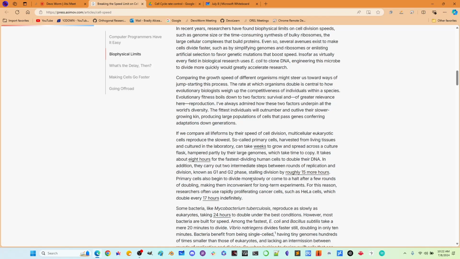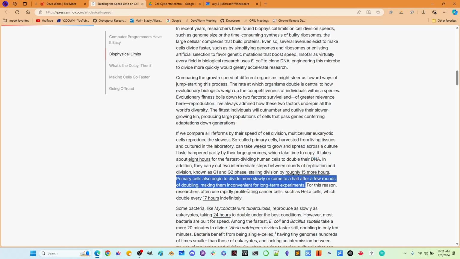Primary cells also begin to divide more slowly or come to a halt after a few rounds of doubling, making them inconvenient for long-term experiments. So there's this thing called the Hayflick limit, which is that in some cell lines, you can only divide so many times before you get some sort of apoptosis, which is programmed cell death, or the lines just don't want to divide anymore. So you have these limits on eukaryotic cells which don't exist in E. coli, and this makes it even harder. It actually slows down cell division rather than speeding up cell division.